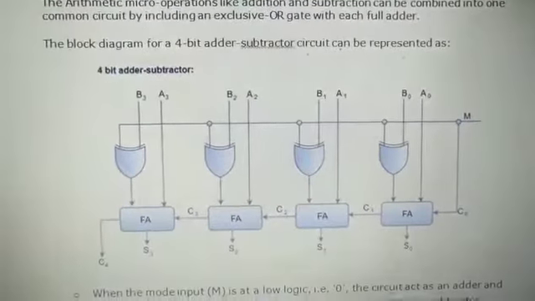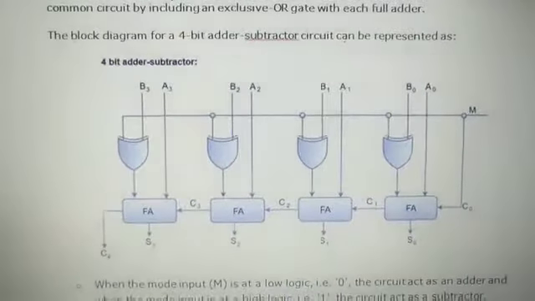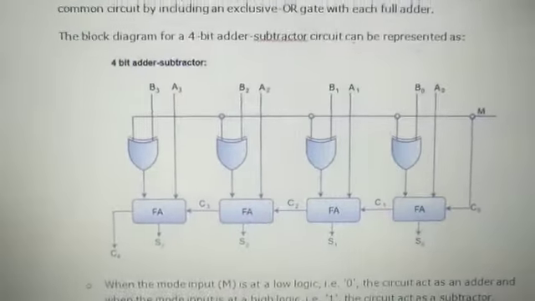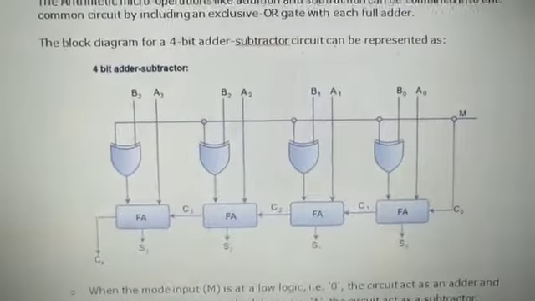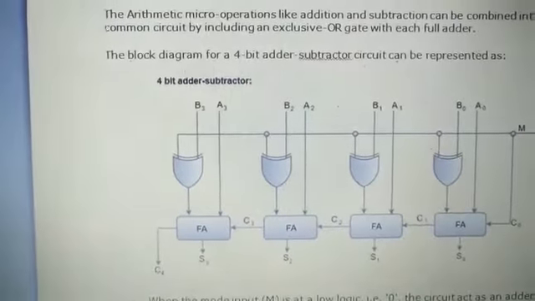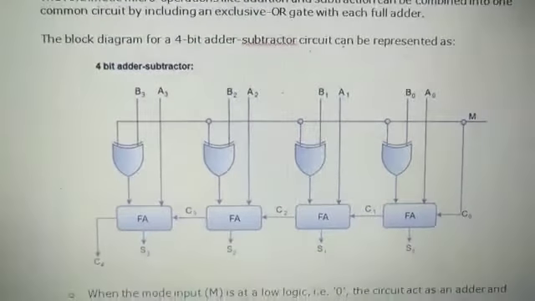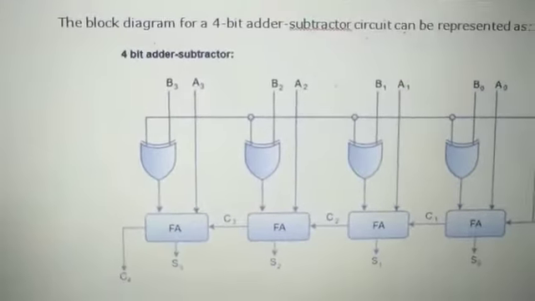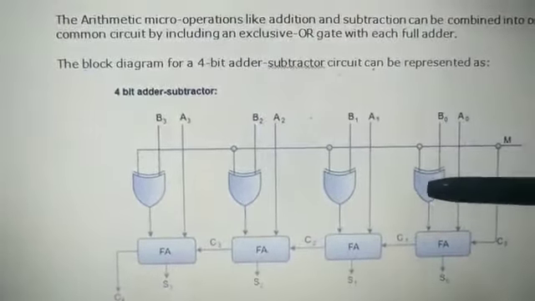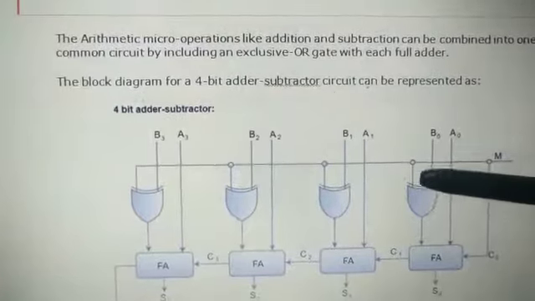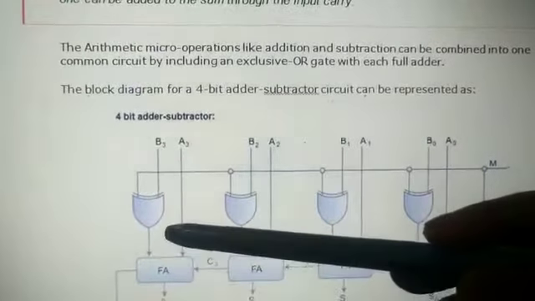In the second complement method, what we will do, first we have to find out the complement of the second information. So we will find out the second complement of B0, B1, B2 and B3. That's why you are able to see B0, B1, B2 and B3 passing through the XOR gate. Why is it passing? To find out B0 complement, B1 complement, B2 complement and B3 complement.